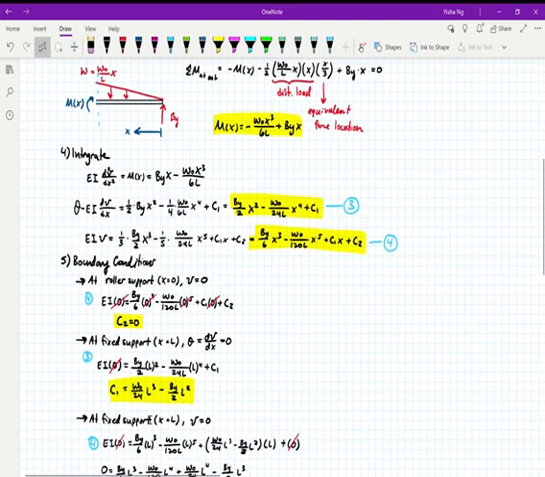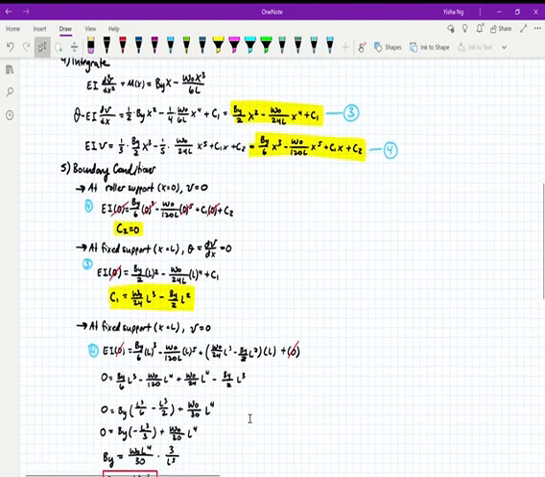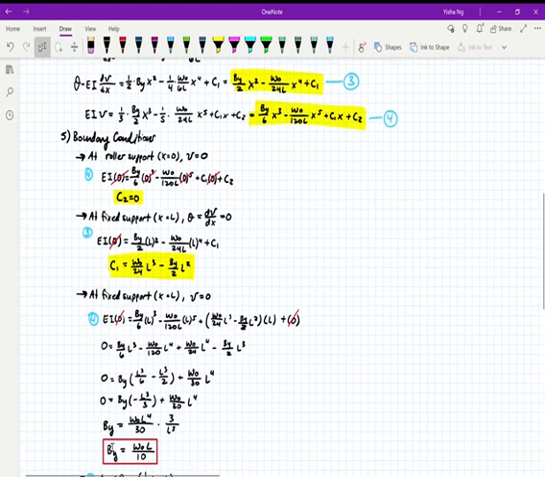And then once again, at the fixed support, I know that my deflection is also equal to 0. So I'm going to plug it into equation 4 again. Now that I know C1 and C2, I can plug those in. And that helps me find my support reaction at B. Once I have my support reaction at B, I can go back and plug it into my equilibrium equations to find the other two supports.